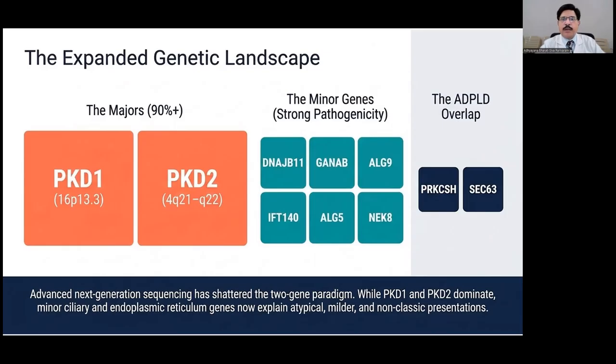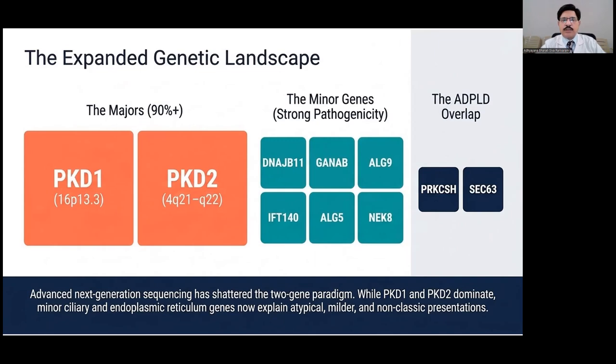ADPLD is liver disease, that is adult polycystic liver disease. They overlap with the kidney disease. And the genes there, when there is an overlap, we have got PRKCSH and SEC63, the 2 genes. There is an overlap there.